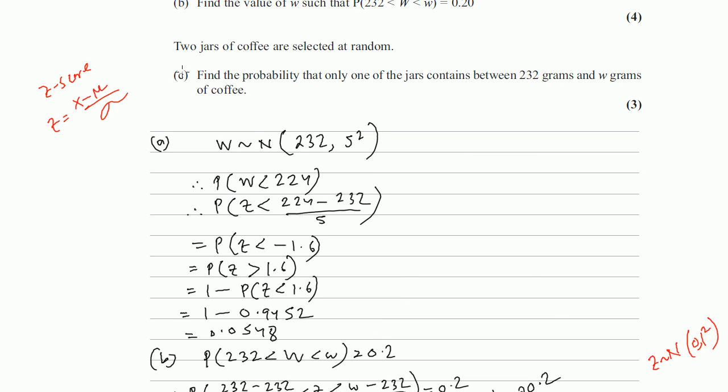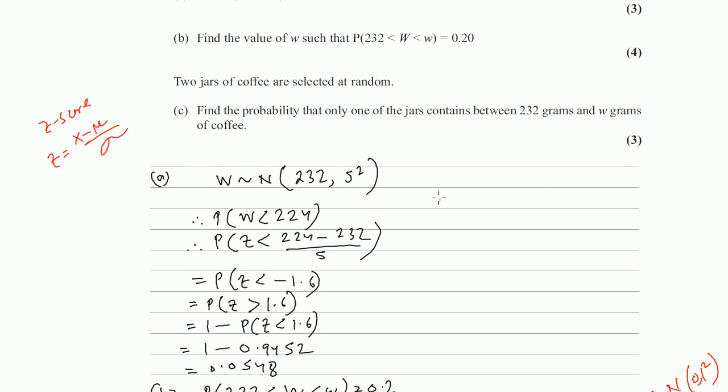Question number C is not a regular normal distribution sum. It's something to do with basic probability. So this sum can be done. There are 2 jars and you have to take only one, and it has to be between 232 grams and w grams, which is exactly the same as this. So you can say that the probability of being between 232 and w is 0.2.